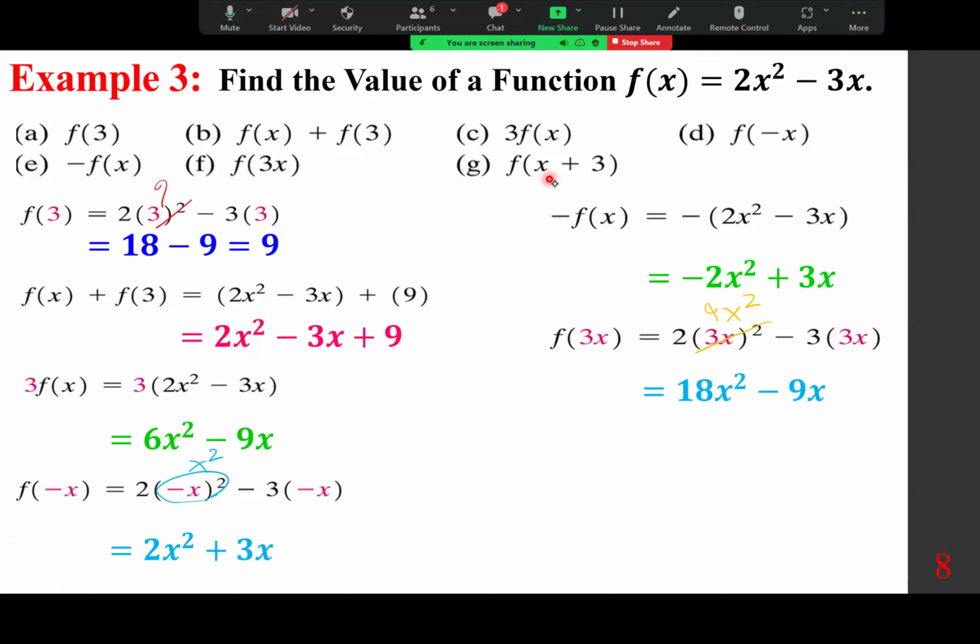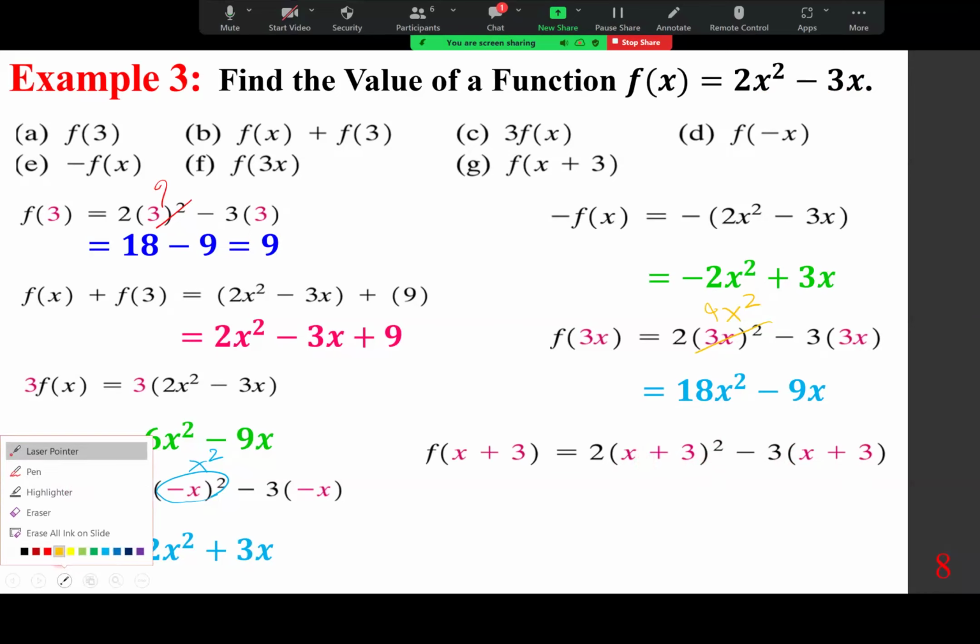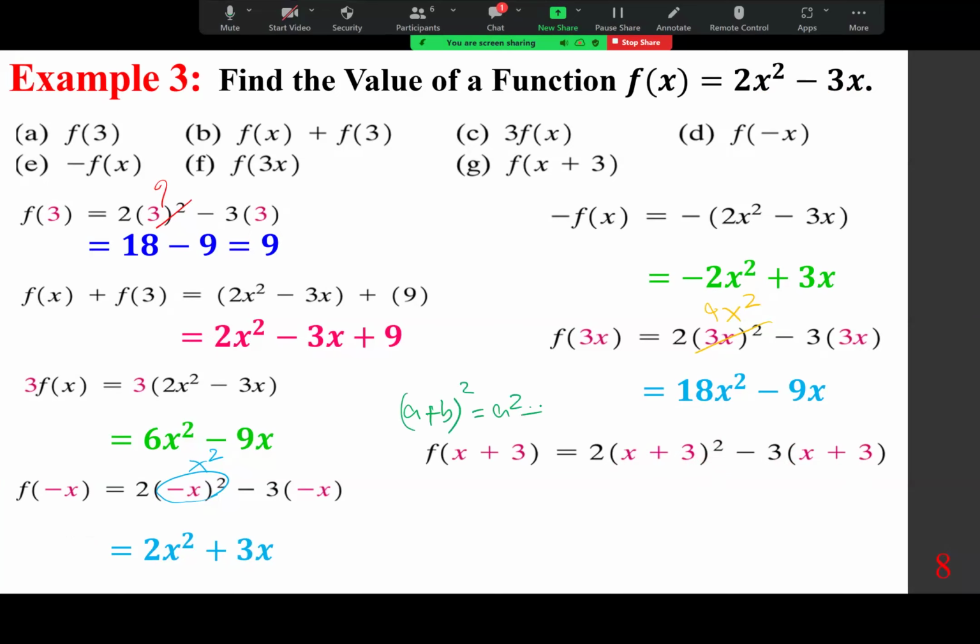The last one is asking for f of x plus 3. f of x plus 3, that means in this expression, replace the x with x plus 3. So it becomes 2 times x plus 3 squared minus 3 times x plus 3. We are going to square this. Let me remind you that a plus b squared is a squared plus 2ab plus b squared.